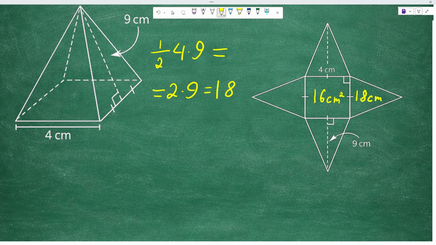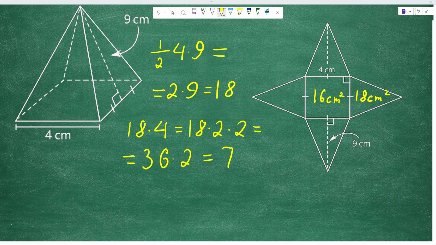But remember, we have 4 identical triangular faces. So we take that 18 and multiply it by 4. 18 times 2 is 36, and 36 times 2 is 72. Our total lateral area, which is just a fancy math word for the area of the sides, is 72 square centimeters. We are at the finish line.